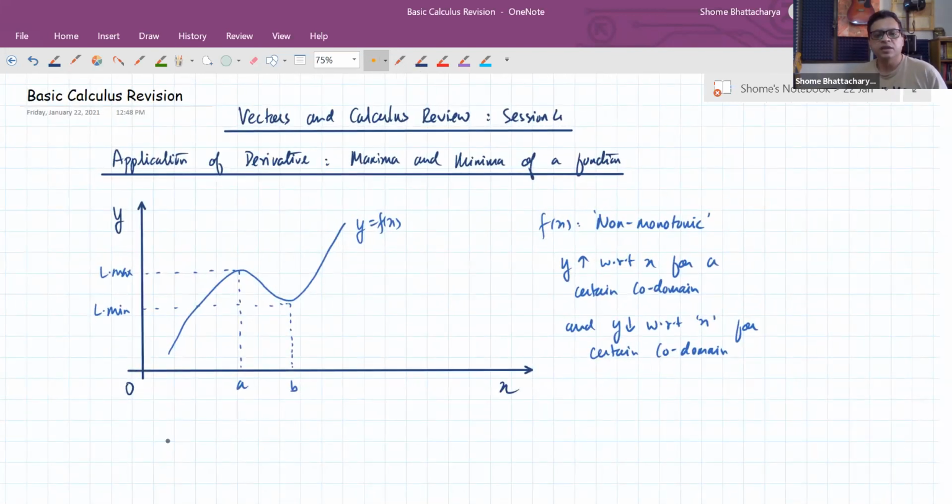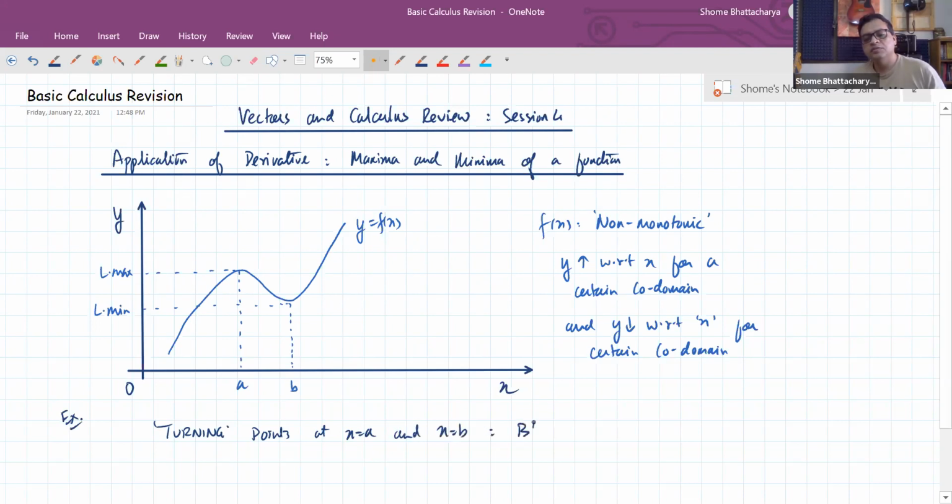So this type of a function may have what we call turning points at x equal to a in this particular case that you're seeing here, and x equal to b, where the behavior of the function is changing from an increasing function to a decreasing function or vice versa.